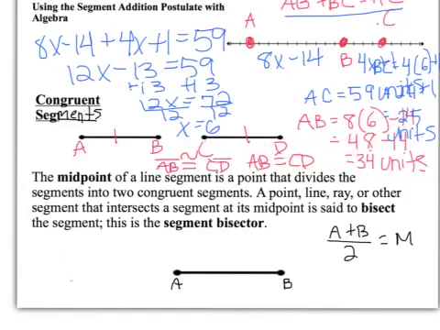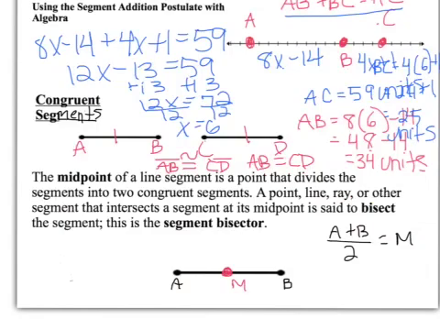So the midpoint of a line segment is a point that divides the segment into two congruent segments. A point, line, ray, or even any other segment that intersects AB at its midpoint is said to bisect this segment, cut it in half, and this would be called the segment bisector. So in order to find the midpoint, you would add A plus B divided by 2, and that would give you the midpoint. So M is our midpoint.